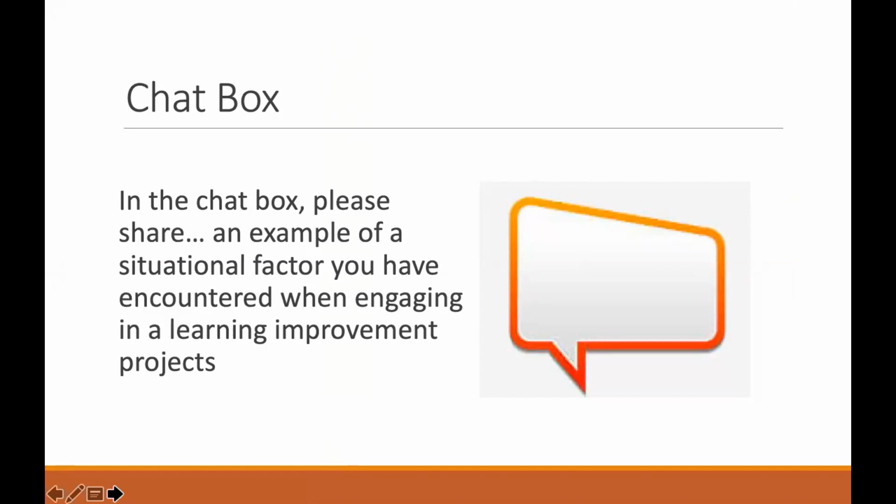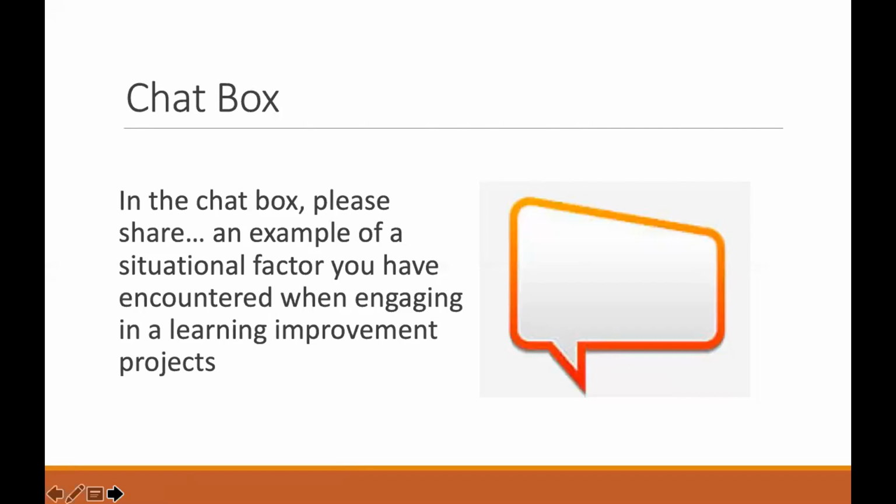We've given you some examples of situational factors, and we wanted to hear from y'all about situational factors you've encountered when engaging in a learning improvement project. So if you're willing and able, you should be able to enter in the chat box examples, and Natasha and I will go through them as you're able to enter them.